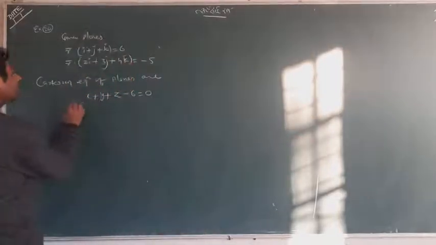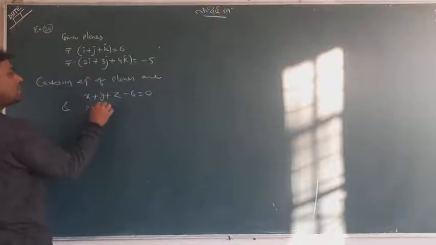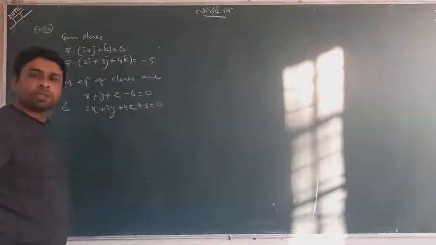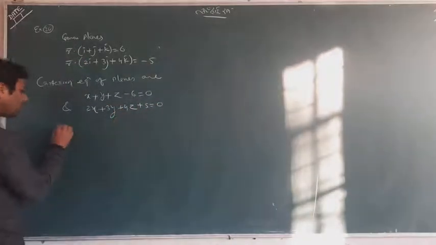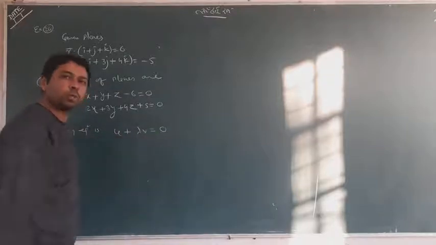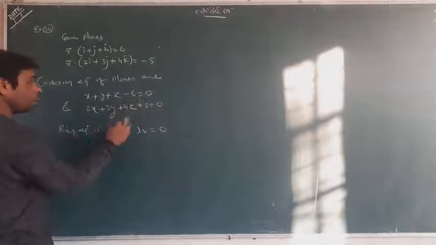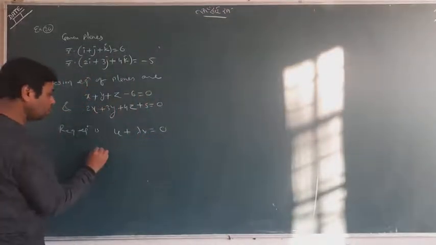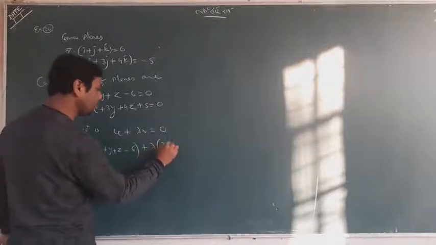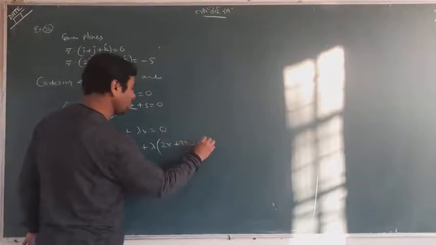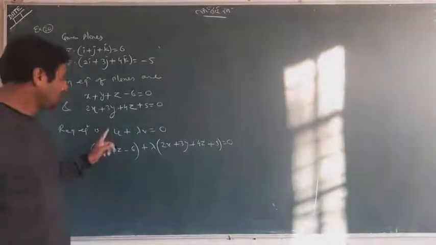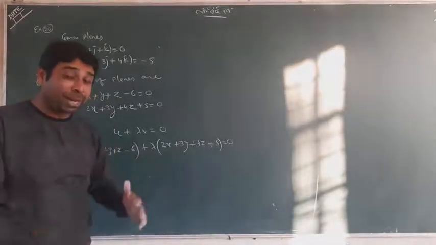Now the second equation is 2x plus 3y plus 4z plus 5. Simple. It is u, it is v. The required equation is u plus lambda v is equal to 0. So what is u and what is v? This is u, without the 0. Put u: x plus y plus z minus 6, plus lambda v, where v is 2x plus 3y plus 4z plus 5, equal to 0. Very simple. Now we have got u and v, and I will change this into the general form.